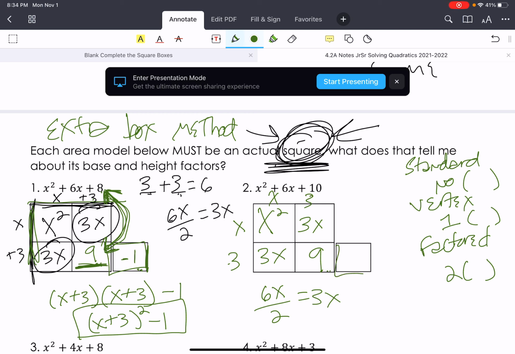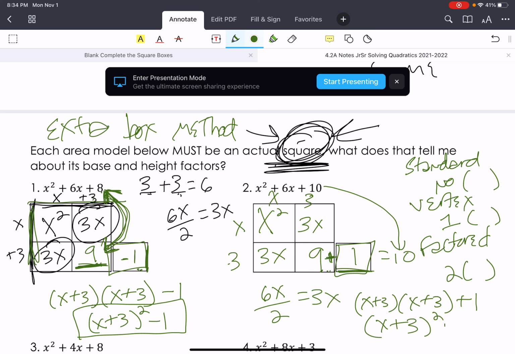And then to get my extra box, I think, what do I need to add to 9 so that I get 10? And in this case, it's 1. So I have x plus 3 times x plus 3 plus 1, or x plus 3 squared plus 1. And there's my vertex form. Okay, we're going to do a few more.